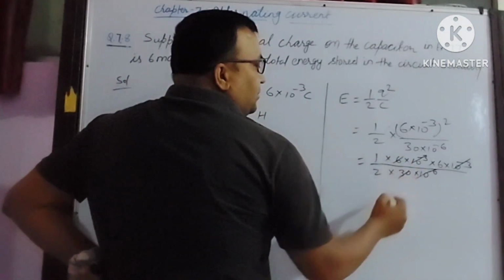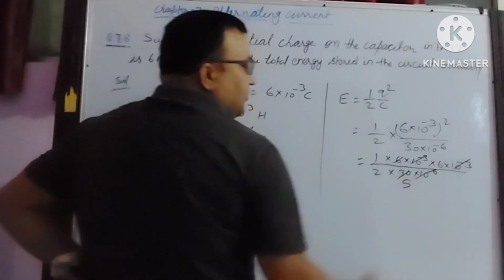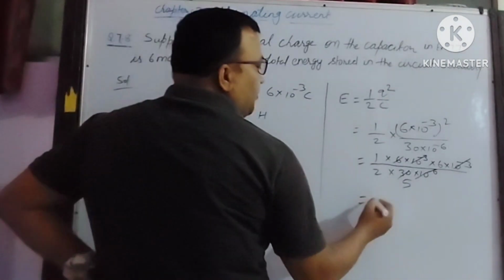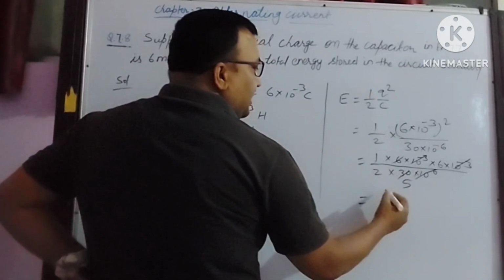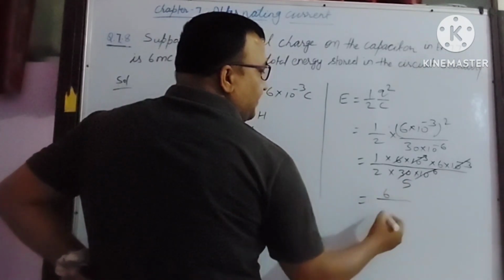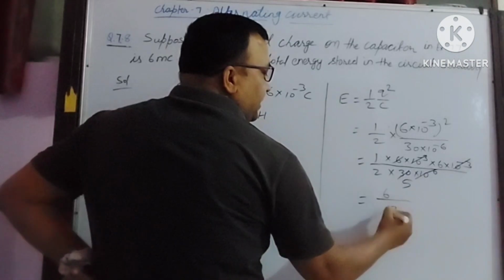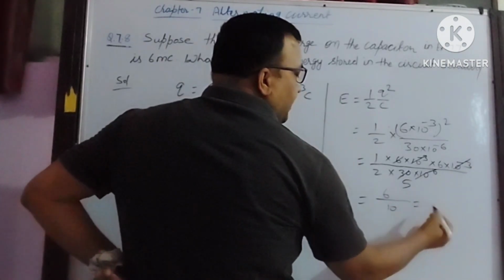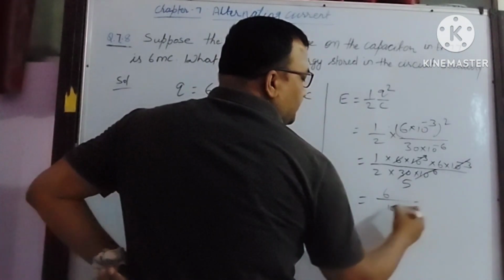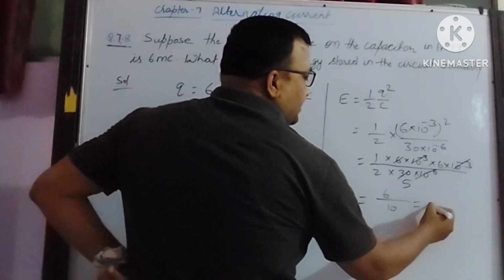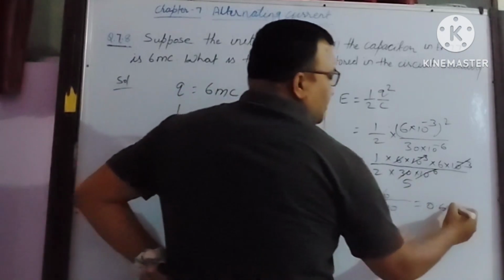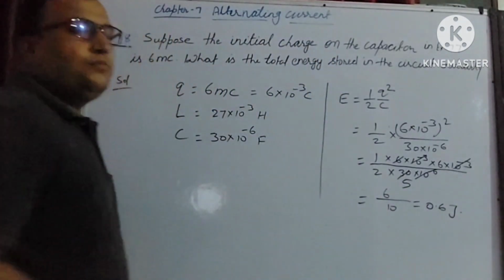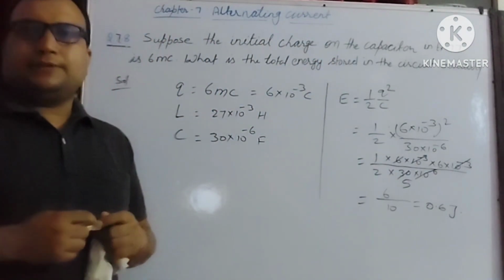And 6 will divide 5 times. So if you multiply the lower term and divide the higher term, 6 by 5, 2 fives are 10. What will it come to? It will come to 0.6, and it is the energy, so the SI unit of energy is Joule. So this one is the answer.